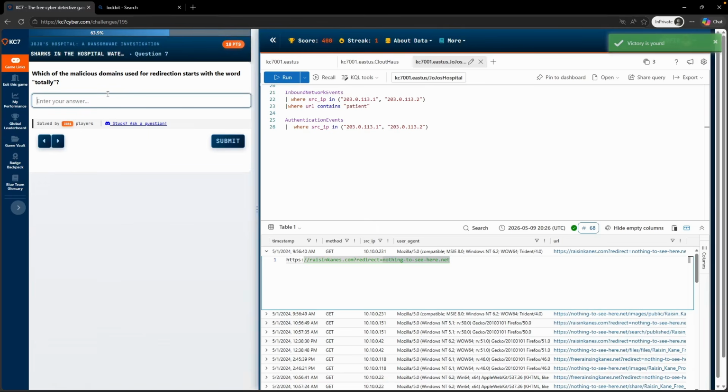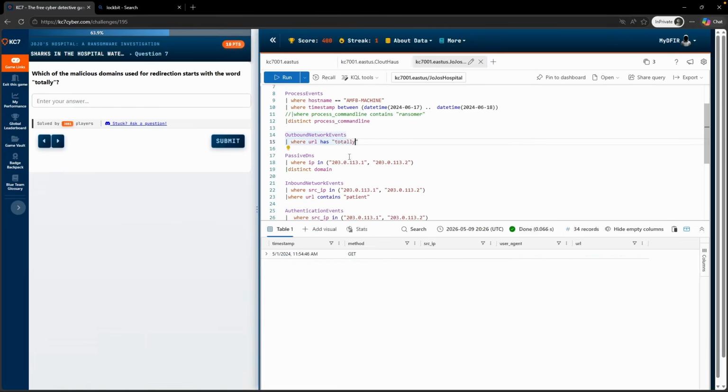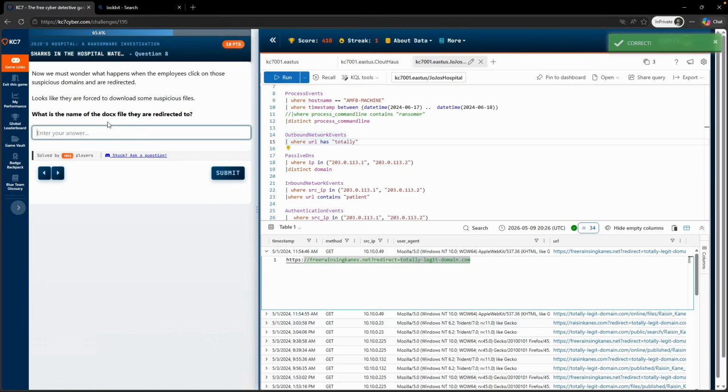Which of the malicious domains used for redirection starts with the word totally? And we can either scroll down and find it, or we can replace the word nothing with totally. And again, clicking on the first event from the top, we have totallylegitdomain.com. What is the name of the docx file they are redirected to?